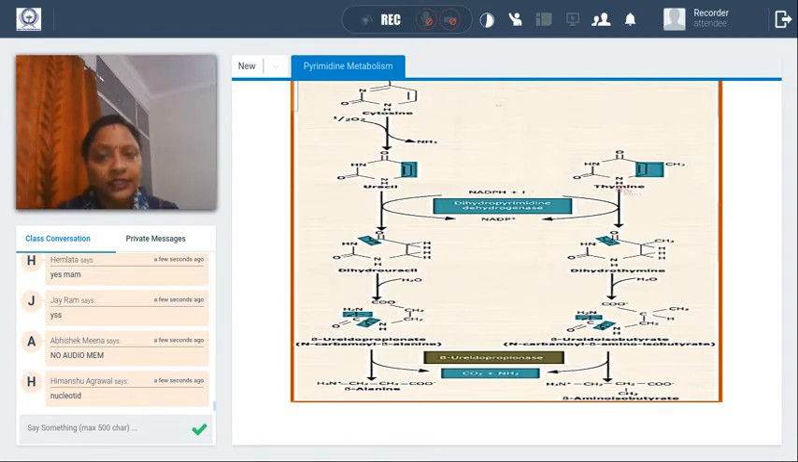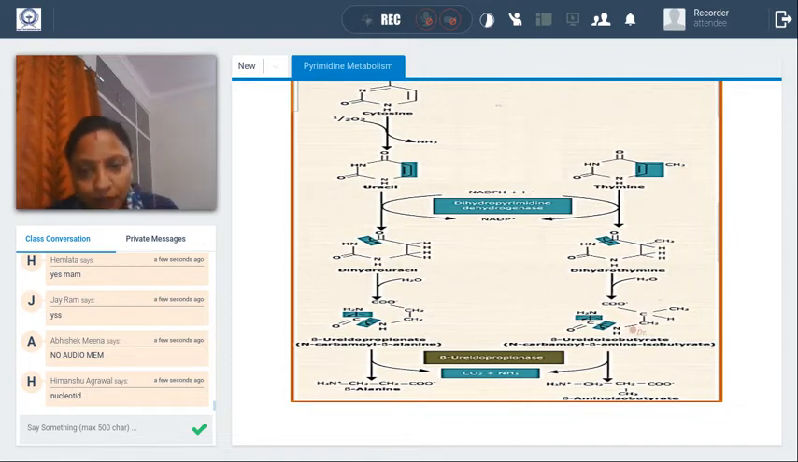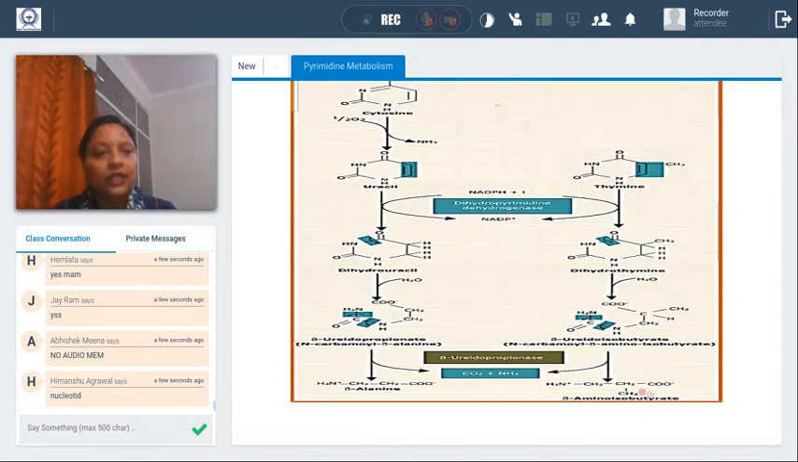Thymine converts into dihydrothymine by dihydropyrimidine dehydrogenase. Here it is cytosine. Cytosine converts into uracil by deamination, and next, by the dehydrogenase, we get dihydrouracil, and then we get two products. Here it is beta-alanine and here it is beta-aminoisobutyrate. From this we get acetyl coenzyme A, and from this we get succinyl coenzyme A.